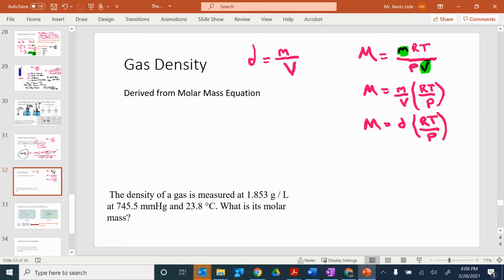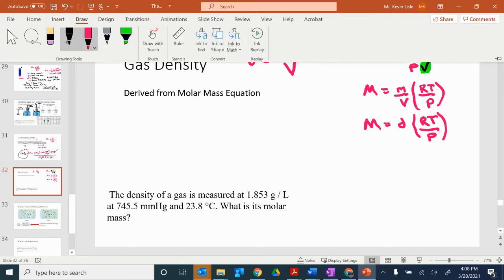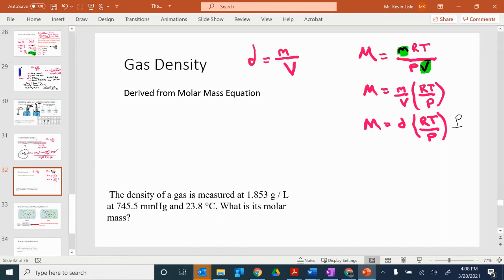And if I wanted to find density by itself, all I'd have to do is multiply both sides by the reciprocal of RT over P. So if I multiply both sides by P over RT, then this side gets rid of RT and P, and we're left with a new equation. This is what's known as the density equation. Density equals P times M over RT.